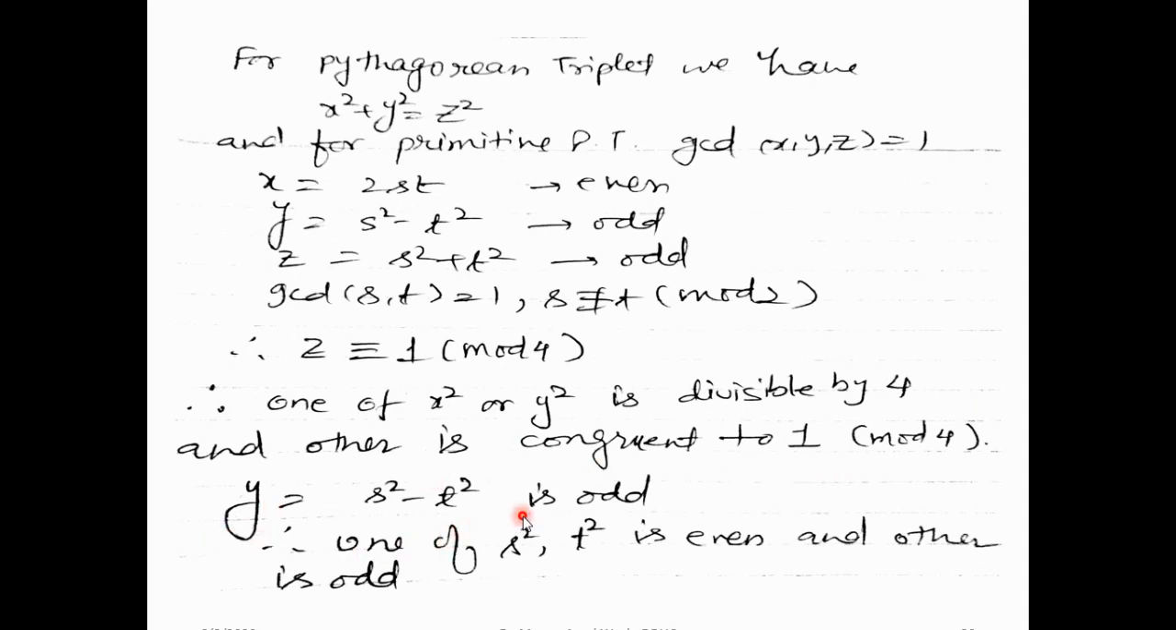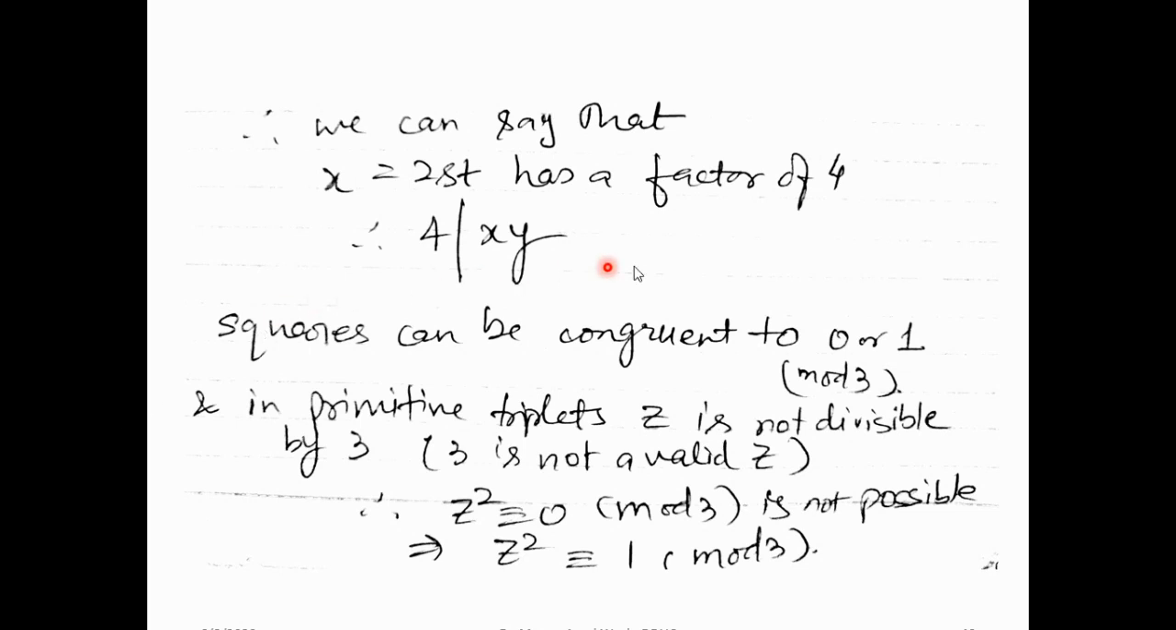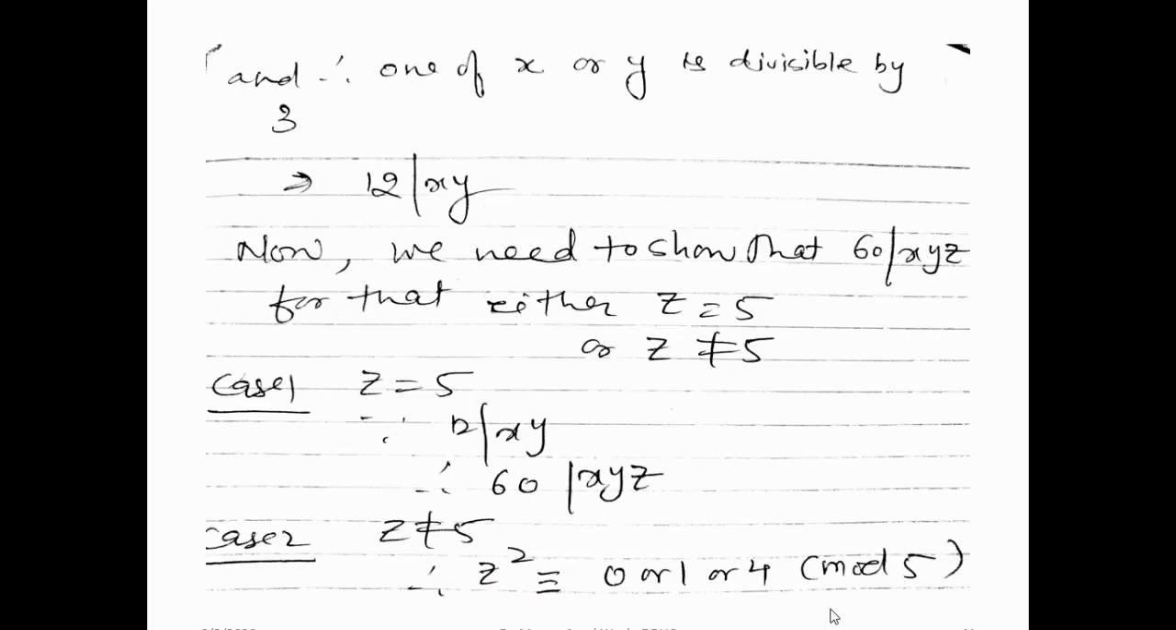So y is equal to s² − t² is odd. Therefore one of s and t is even and the other is odd. Therefore we can say that x is equal to 2st has a factor of 4. Therefore 4 divides xy. Squares can be congruent to 0 or 1 modulo 3, and in primitive triples, z is not divisible by 3. Therefore, z² congruent to 0 modulo 3 is not possible. This implies that z² is congruent to 1 modulo 3. And therefore, one of x or y is divisible by 3, and this implies that 12 divides xy.